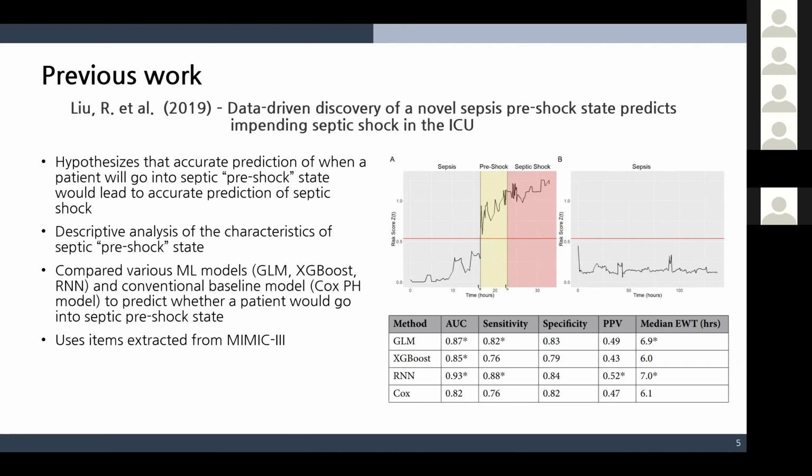They used several conventional machine learning models, such as generalized linear models, XGBoost, and RNN, and the conventional baseline model in the medical domain, the Cox proportional hazards model, to predict septic shock and discover and describe the physical state septic shock patients show before developing the actual shock.